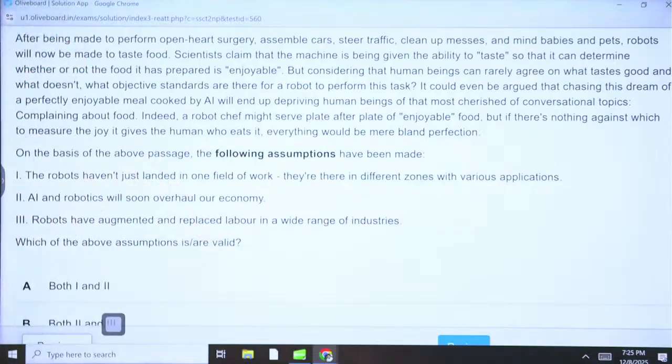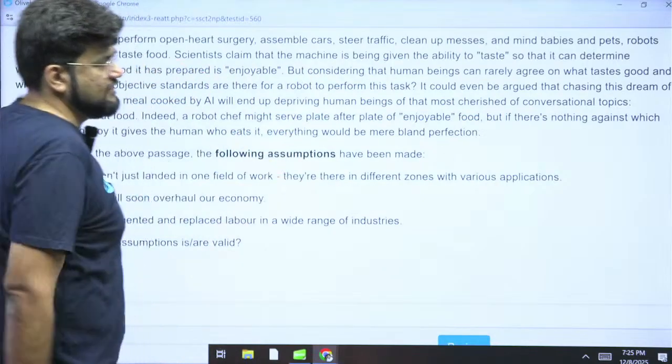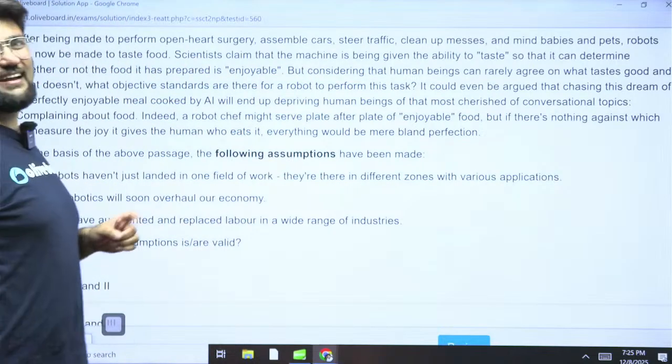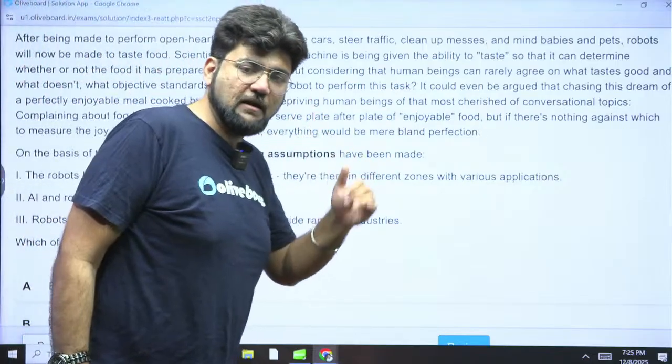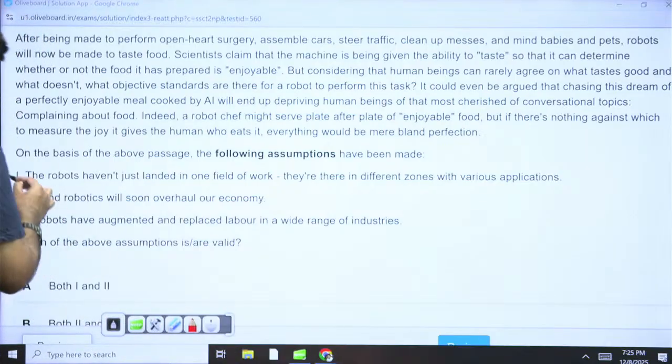Now read. The robots haven't just landed in one field of work, they are there in different zones with various applications. I think that's pretty clear from the first line itself. It's implicit that it's not restricted to one. They have multiple options where robots are working. So I can safely assume that the first one was assumed by the author.